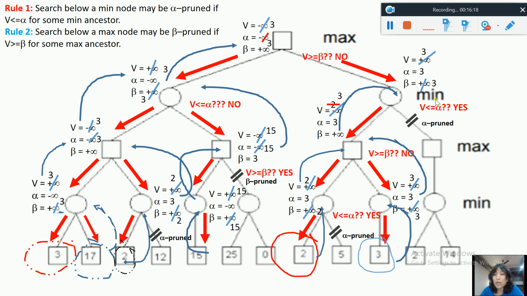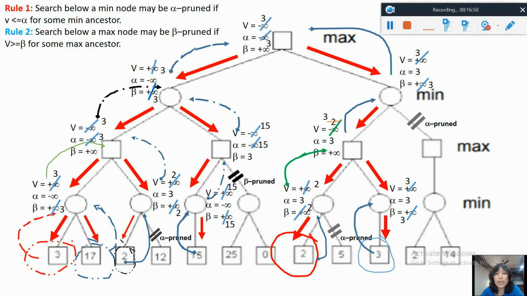Again, there are no other child nodes, so the same value will go upwards, and as this is the max player and the max player already has the same value, there is no update in the value of the max player, so the value would be the same, that is v is equal to 3. So now I have traversed all the nodes. Now I need to finalize the values of all the nodes.